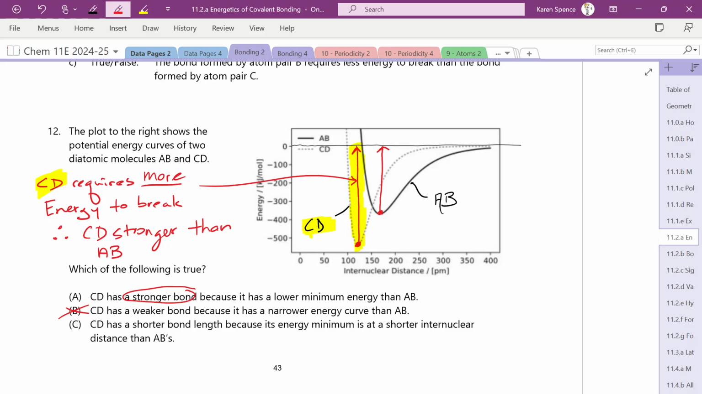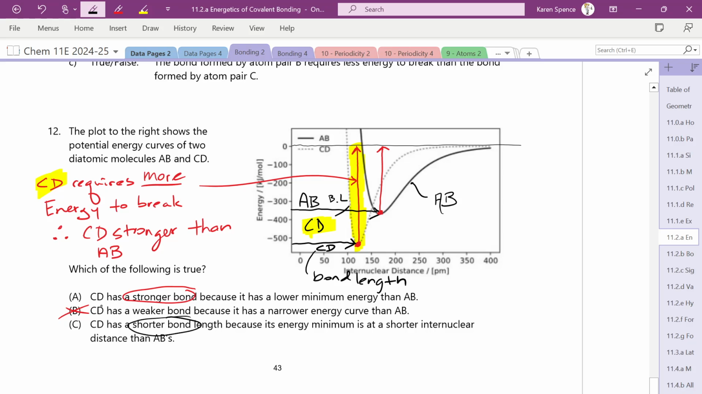CD has a shorter bond. Is that true? Does CD have a shorter bond? Yes, because we have the CD bond length, that's shorter than the AB bond length. So this is true and this is true.